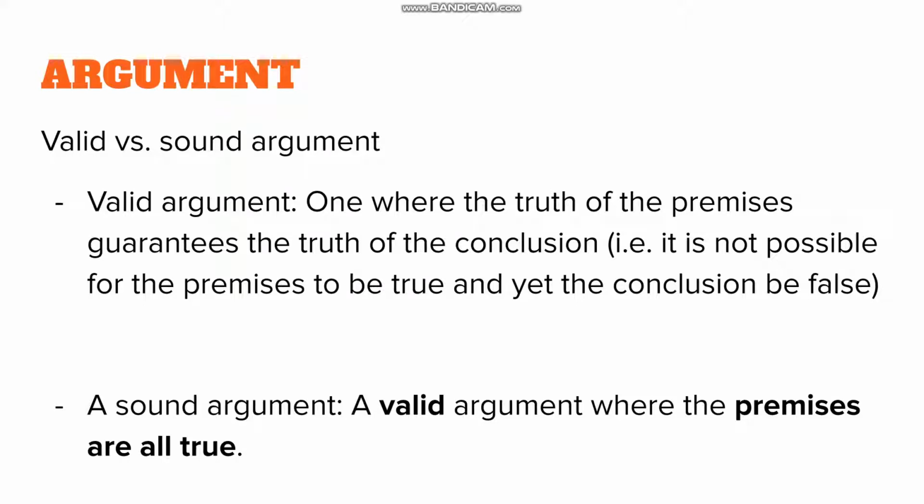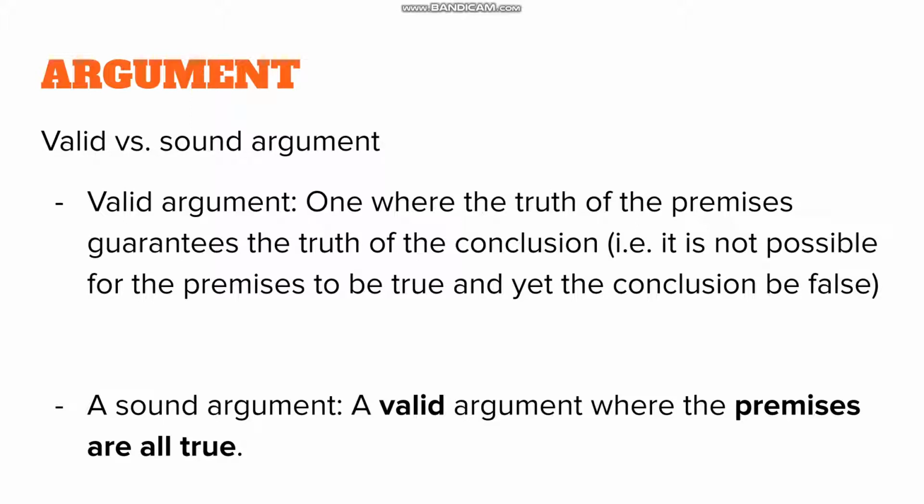Now this is important because what this means is that all sound arguments are also valid arguments, but not the other way around. Not every valid argument is a sound argument, and that's because valid arguments can have false premises. For example, the moon argument that we looked at last time is one where the premises are false. So not every valid argument is going to be sound, but all sound arguments are valid by definition.